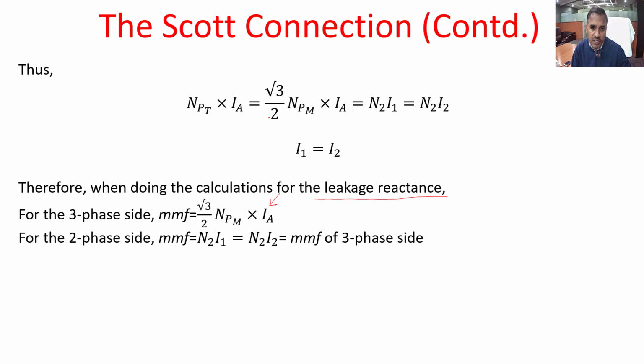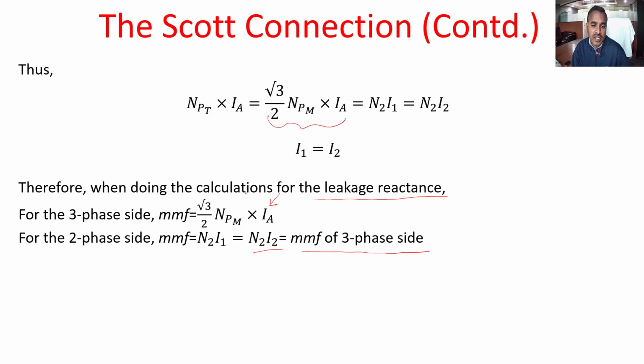So this equation you should use, three-phase side. Root 3 by 2 into NPM into IA is the three-phase side magnetomotive force. And for the two-phase side, the MMF is N2 I2, which equals N2 I1, which is also equal to root 3 by 2 NPM into IA, the MMF on the three-phase side. Both are the same actually, but when calculating you have to use it so that the terms cancel out.